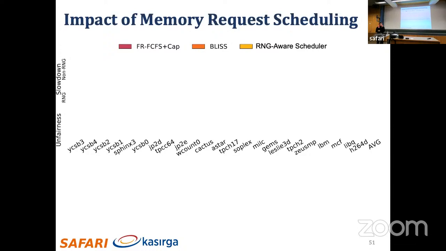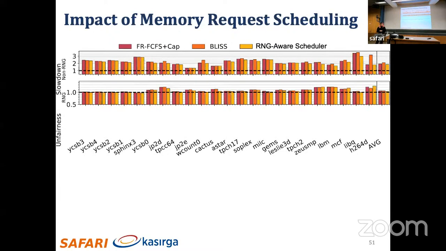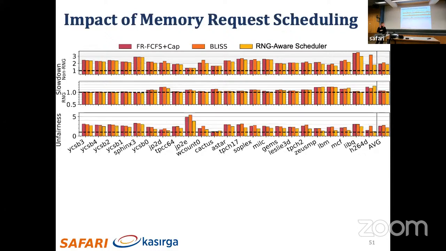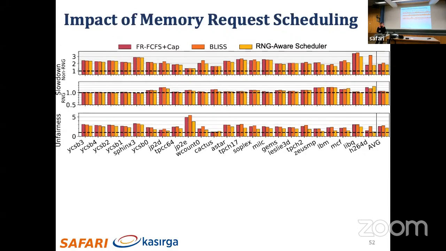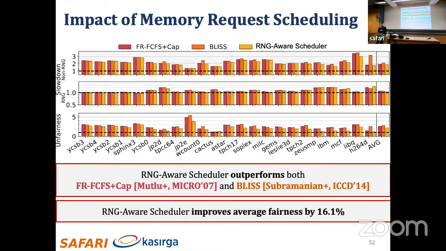To show the impact of the memory request scheduling, we compare FRFCFS, Bliss, and RNG-aware scheduler. We show the performance results of non-RNG applications on top, RNG applications in the middle, and unfairness indices on the bottom subplot. We show that RNG-aware scheduler outperforms both scheduler designs, and it improves their system fairness by 16%.